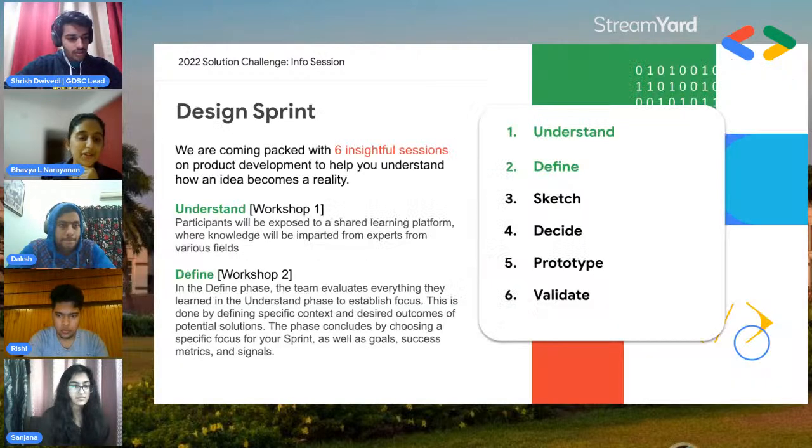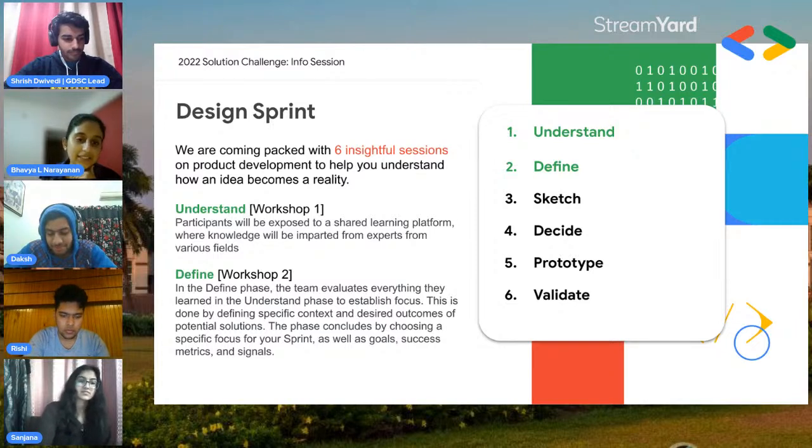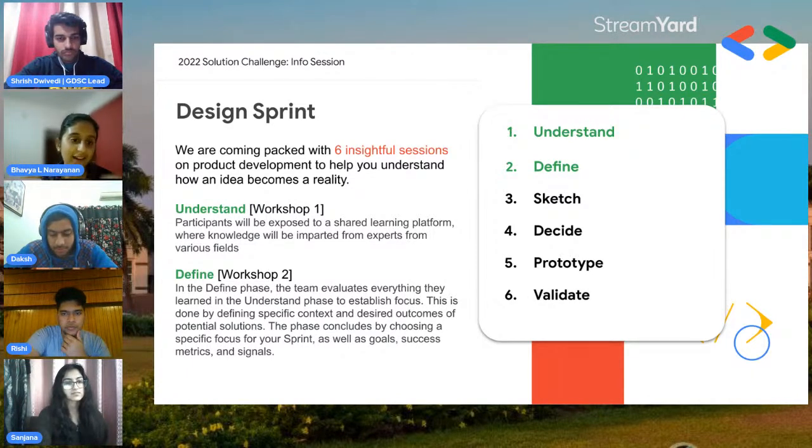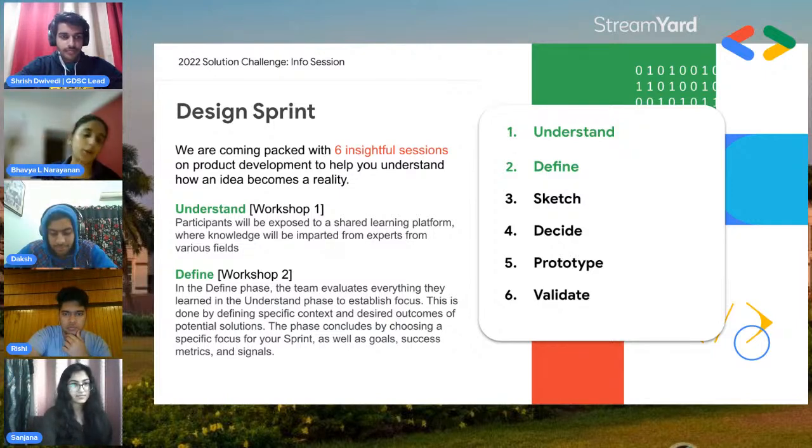All right, so moving on to the design sprint. We plan on keeping a session called the design sprint. We're planning on having 6 insightful sessions dealing with product development, so that a team can understand how to take their idea from the grassroots level to the product level, through all stages of development and ideation.